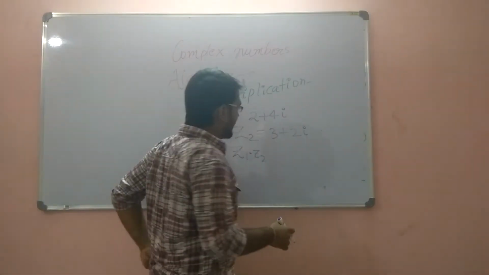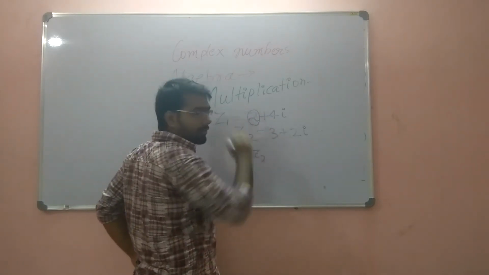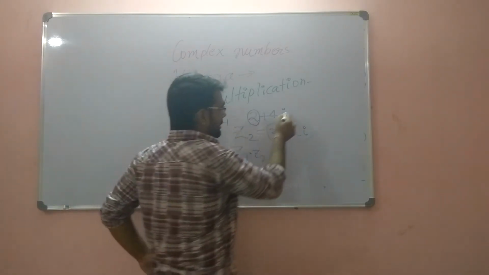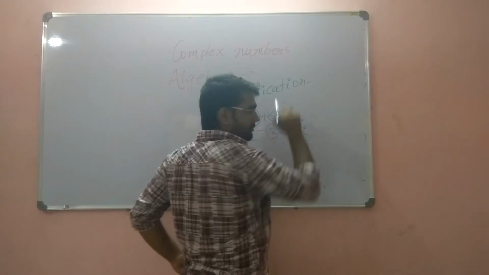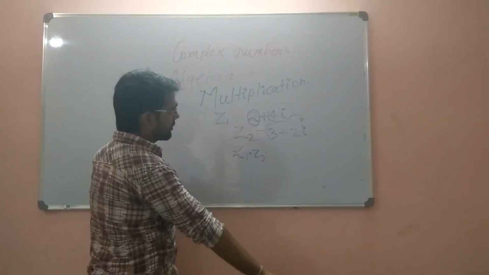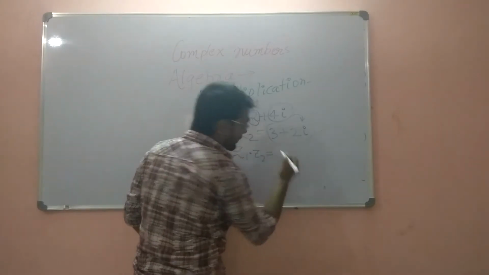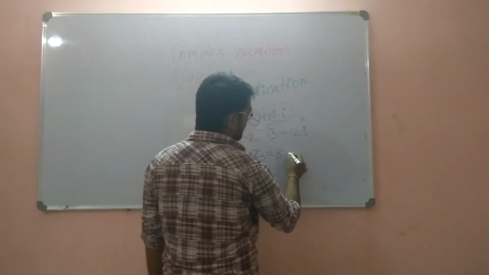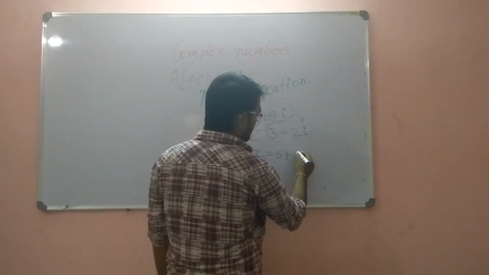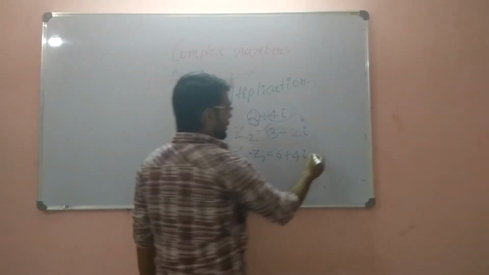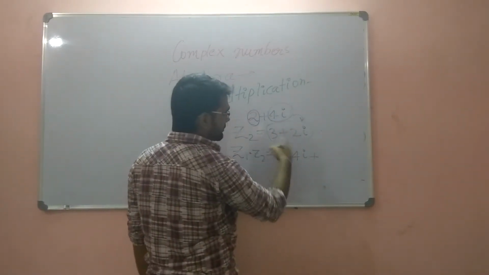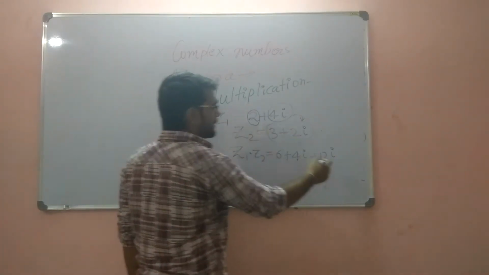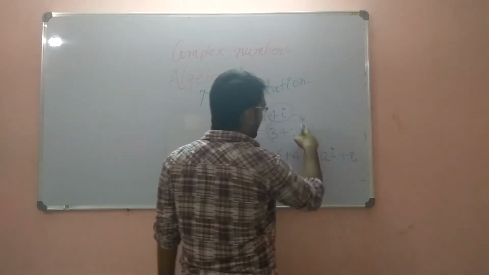The thing is, we multiply the real part of the first complex number with this, and this one with this. So when we multiply, 2 into 3 is 6, plus 2 into 2 is 4 iota, plus 4 into 3 is 12 iota, and 4 twos are 8, and iota into iota, iota square.